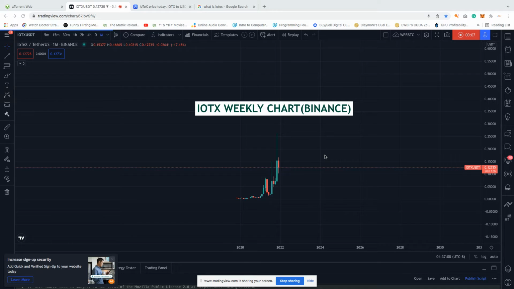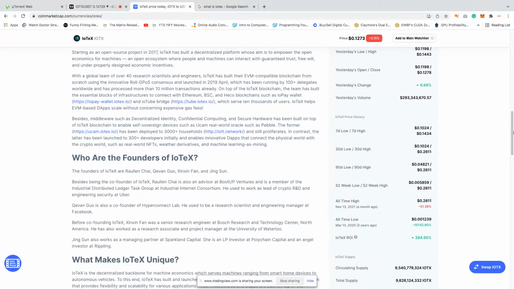Today, altcoin daily coin is not any other coin but IOTEX coin, now also known as IOTX USDT. Today, we'll be working with the weekly chart on Binance. Now, a brief overview of what IOTEX is.